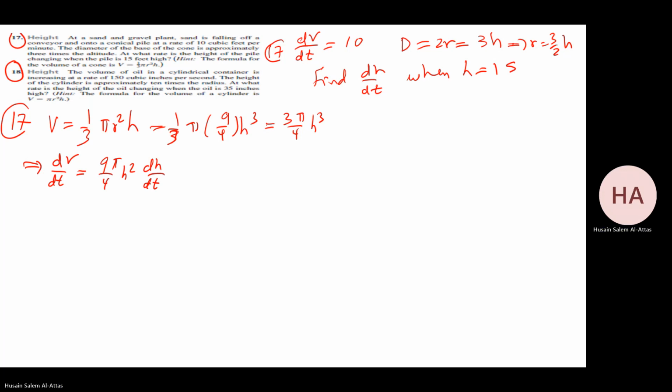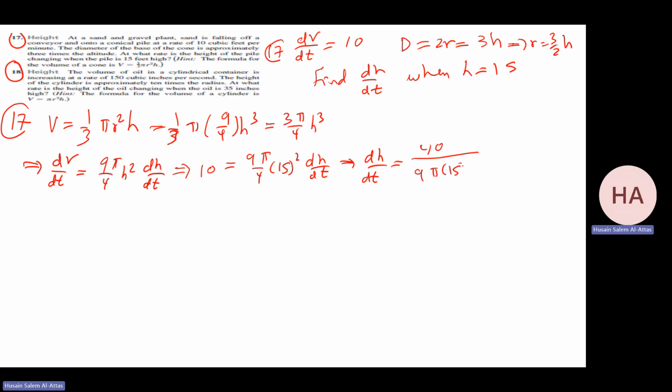Okay. When h is 15, that gives me 10 equals 9/4 pi times 15 squared dh over dt. So dh by dt will be equal to 40 over 9 pi times 15 times 15. This is 8, this is 3. That will be 8 over 27 times 15 pi. Yeah, we'll do it like this. I think the idea is very clear.